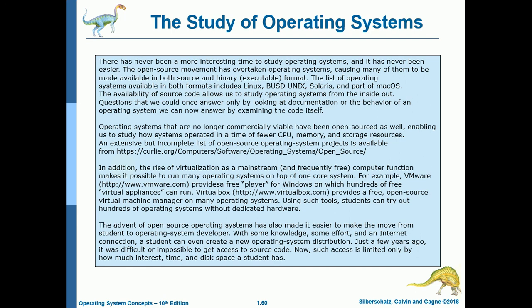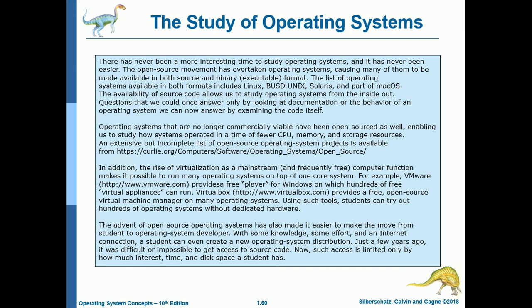The availability of source code allows us to study operating systems from the inside out. Questions that we could once answer only by looking at the documentation or the behavior of an operating system, we can now answer by examining the code itself. So that is the advantage of getting the source code of the operating system, because we can be educated on how this operating system works, and how it behaves for certain issues or problems.